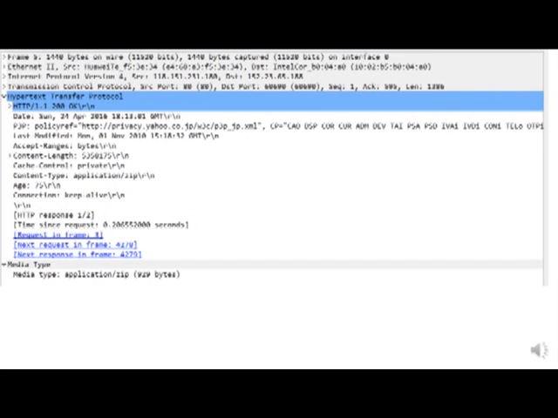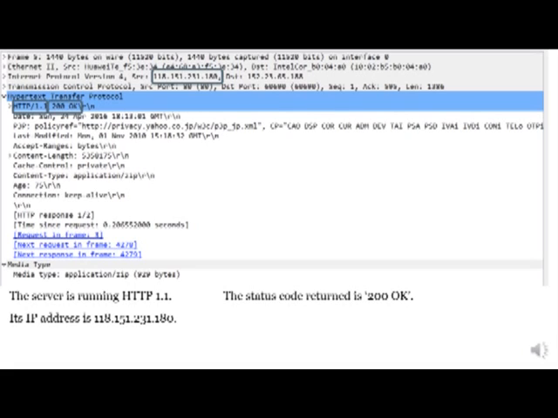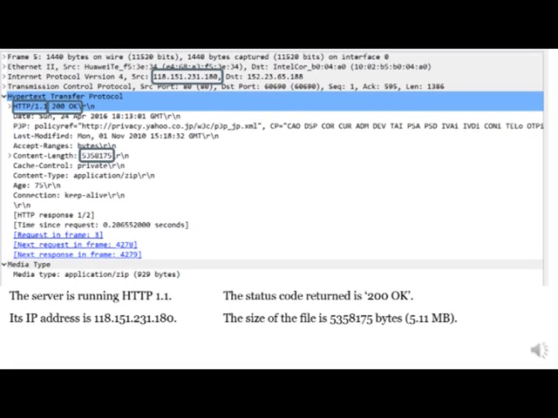This is the HTTP response sent by the server. The server is also running on HTTP 1.1. Its IP address is 118.151.231.180. The status code it returned is 200 OK, and it's saying that the size of the file is approximately 5 million bytes, which is about 5 meg.